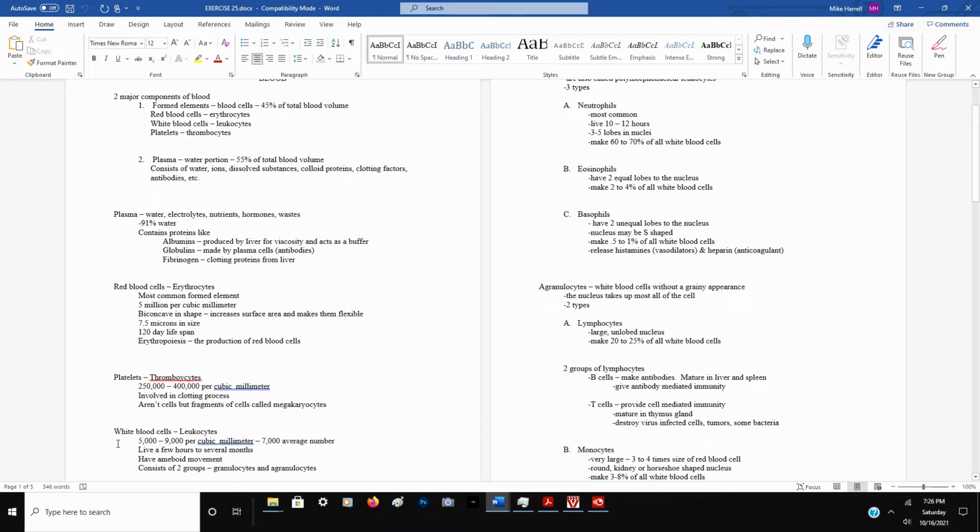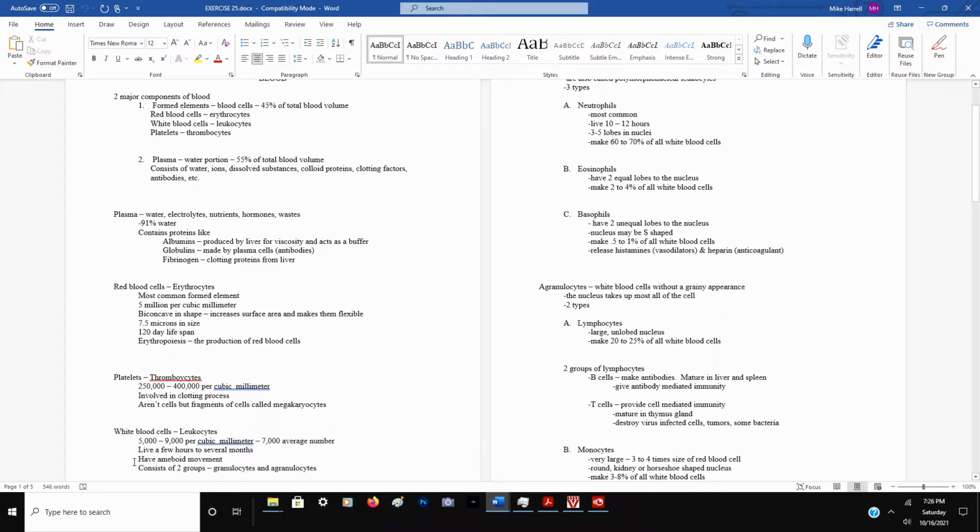Then we've got the big category, our white blood cells called leukocytes. So look at the number of these. 5 to 9,000 per cubic millimeter. So look at, we went from millions to hundreds of thousands to thousands when we go through these formed element types. Now some of these right here will live a few hours. Some can live for months. Just depends on the white blood cell type.